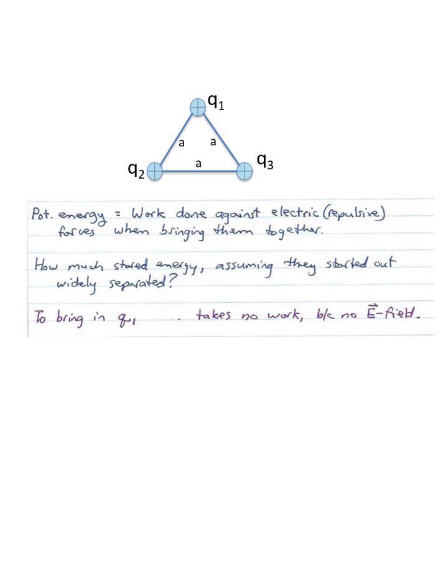It's storing potential energy. So let's think about how much stored energy is there, assuming that they started out very widely separated, far enough away where originally they're not feeling a repulsive force. So imagine this is first a blank picture, and we bring in the first charge, Q1. Well, there's nothing there to repel it. It's coming onto a blank picture, a blank screen. So it takes no work to bring in the first charge because there is no electric field existing before it's there.